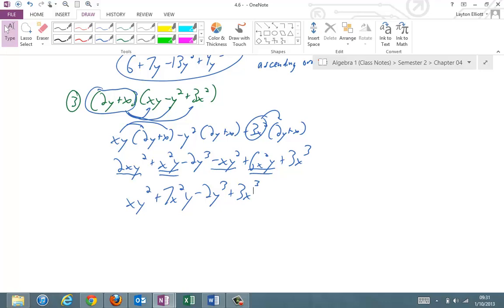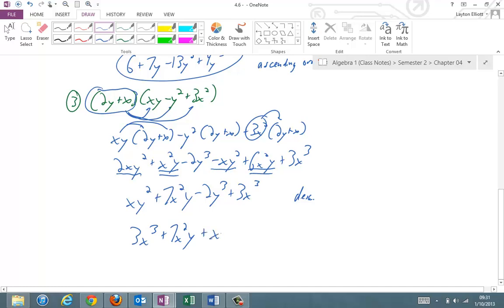We can't do both. So let's pick the x's and do descending order with the x's. We look for the largest power of x, the 3x cubed. Then we're going to add the 7x squared plus xy squared, and then minus 2y cubed. So if you look at the x's, we were descending order with the x's. And as often happens, we were descending with the x's and we ended up being ascending order with the y's. It's nice symmetry and it looks pretty good.